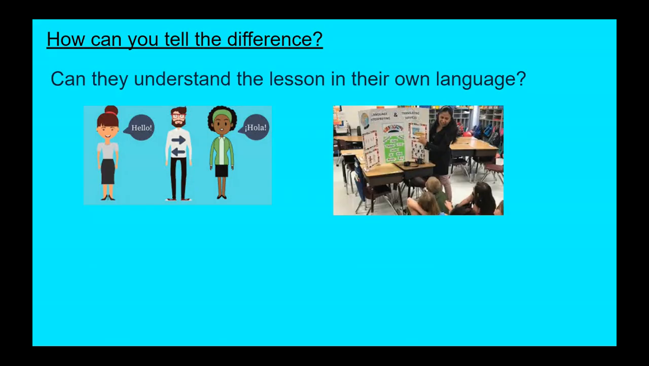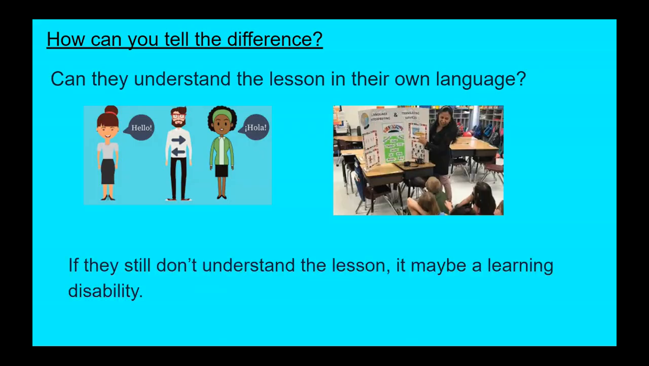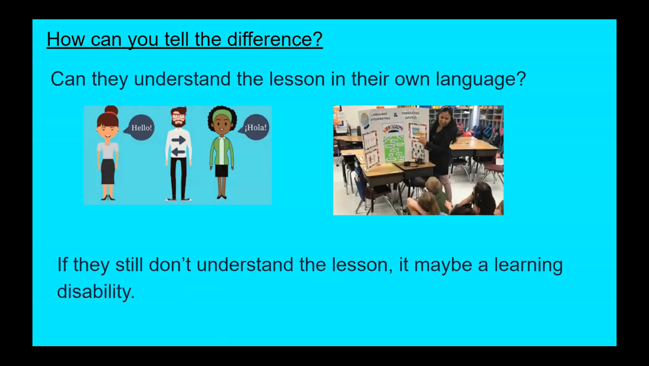But here's the key thing. If we can apply a translator or an interpreter in the classroom to help them understand what the teacher's saying and they're able to understand it, then it's not necessarily a learning disability. It's just a language barrier. If they still don't understand the lesson, then maybe it is a learning disability.